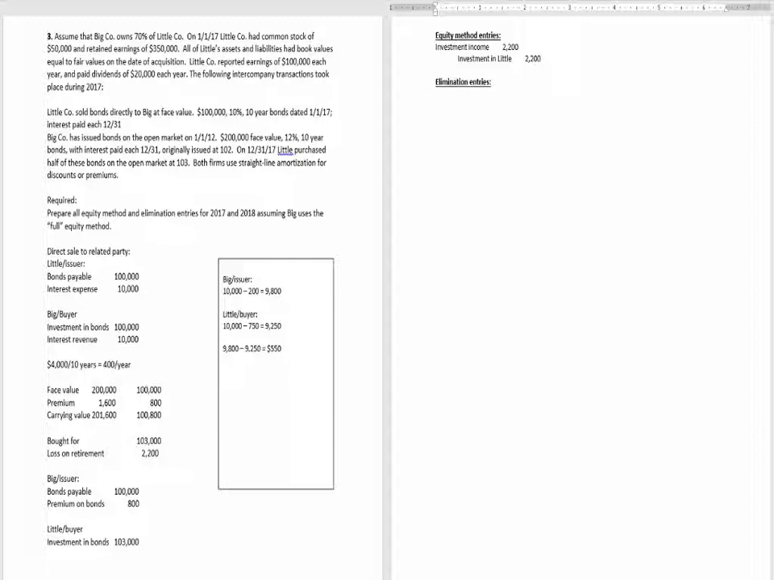In any event, for our elimination entries, again, using the approach that I've used throughout most of the class, first we'll do our S entry. We're going to go ahead and eliminate the subsidiary's beginning of year common stock and retained earnings.